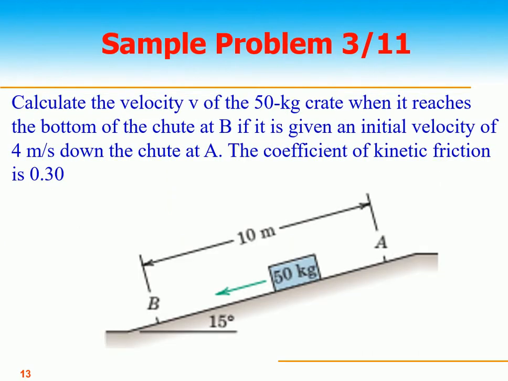Let's move to sample problem 3-11. Calculate the velocity v of the 50 kilogram slider when it reaches the bottom of the tube. The tube at B is the slope. It is given an initial velocity of 4 meters per second down the tube at A. The coefficient of kinetic friction is 0.3. The mass is 50 kilogram.